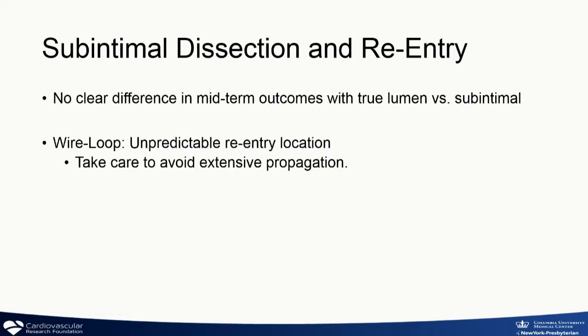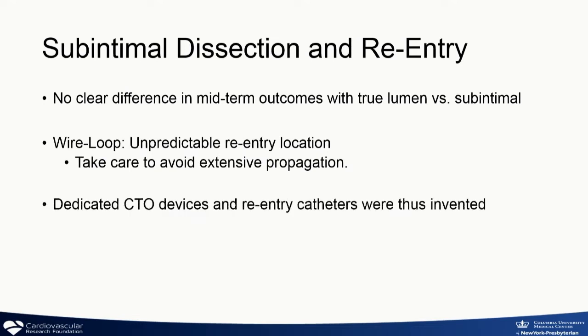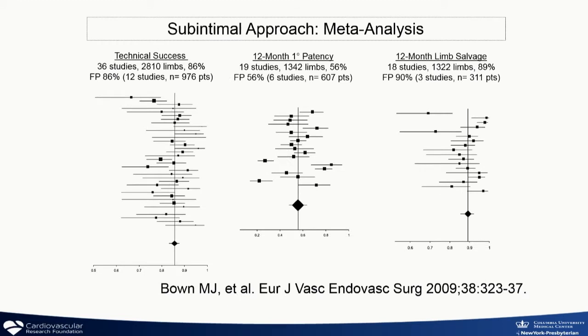Subintimal dissection and reentry has been talked about a lot already. There's no clear difference in midterm outcomes, at least in my review of the data. And the wire loop strategy is potentially unpredictable. And so there have been a host of CTO devices and reentry devices invented that Nick just referred to.